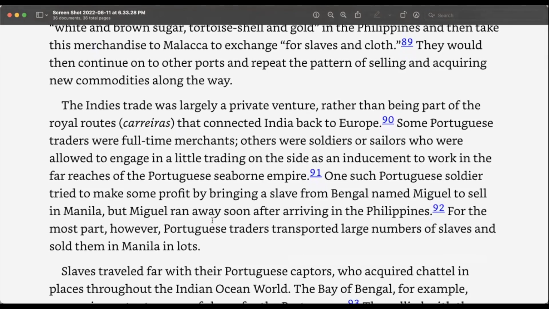Some Portuguese traders were full-time merchants. Others were soldiers or sailors who were allowed to engage in a little trading on the side as an inducement to work in the far reaches of the Portuguese seaborne empire. One such Portuguese soldier tried to make some profit by bringing a slave from Bengal named Miguel to sell in Manila, but Miguel ran away soon after arriving in the Philippines. For the most part, however, Portuguese traders transported large numbers of slaves and sold them in Manila in lots.